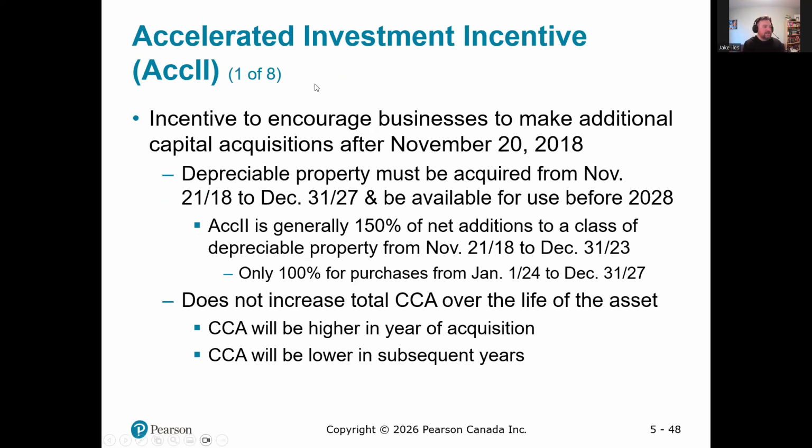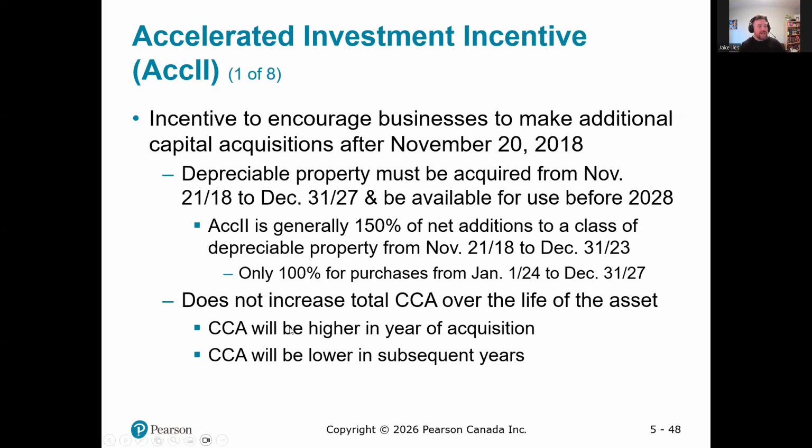So the accelerated incentive was meant to encourage businesses to make additional capital acquisitions. It does not increase the total CCA over time. Because CCA is based on that UCC balance, increasing our CCA rates just reduces that balance faster. By the end, once it's fully amortized, the entire expense that we can have is just the capital cost. So it doesn't increase the total CCA over the life of the asset because the CCA total will never be more than its cost, but it allows us to deduct that CCA faster.